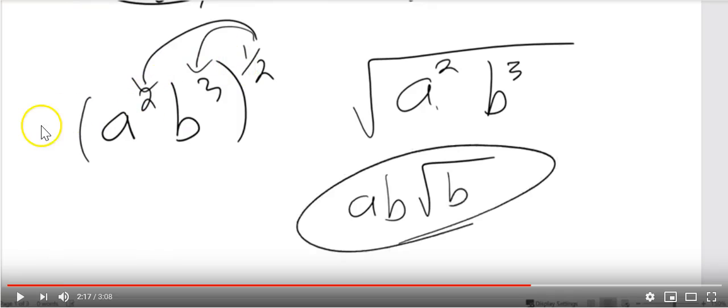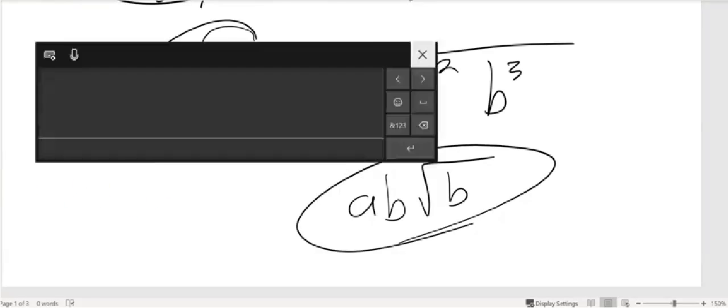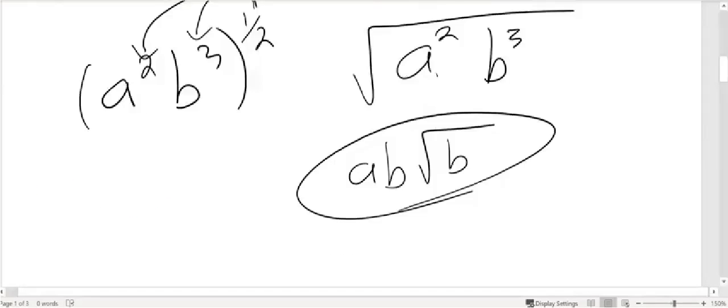Now, if you would have distributed, you would have gotten 2 times 1/2, which is 1. And then b to the power of 3/2, which we would have to do a little more steps like the previous problem. But it would make sense, in my opinion, to do it with the square root of a squared b to the 3rd. It makes a little bit more sense and is easier for you guys to worry about.